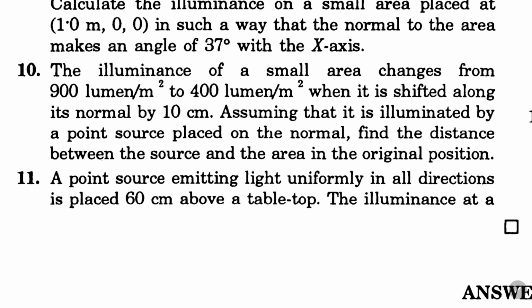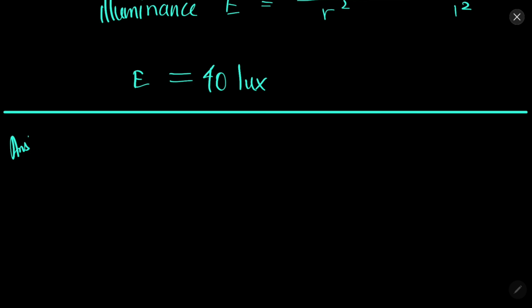Now in the 10th one, we have the illuminance of a small area changes from 900 lumen per meter square to 400 lumen per meter square when it is shifted along its normal by 10 centimeter. Assuming that it is illuminated by a point source placed on the normal, we need to find the distance between the source and the area in the original position. This is the 10th one.